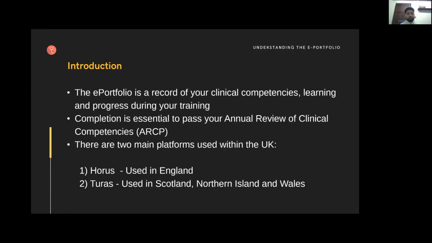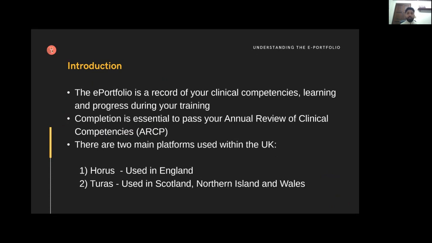So just an introduction: the ePortfolio is a record of your clinical competencies, learning and progress during your training in your foundation year. Completion is essential to pass your annual review of clinical competencies. This is also known as your ARCP.